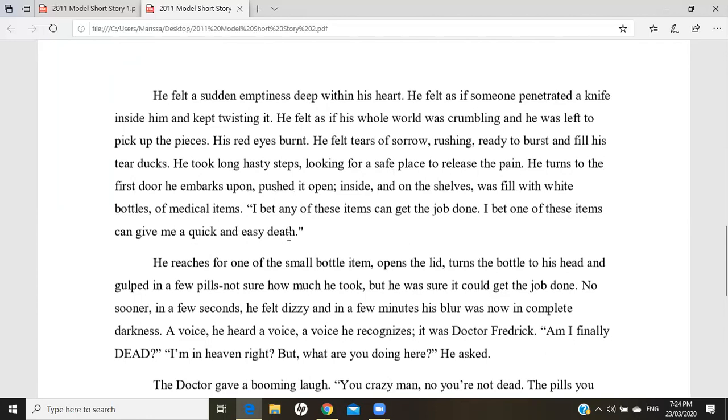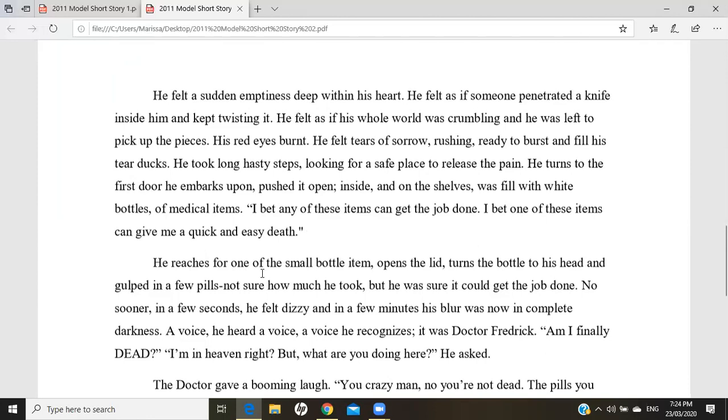So what's happening to him? Drug addiction. He wants to kill himself. Because remember, we think that his wife died. And now he wants to give himself a quick and easy death. So he's gone into a room in the hospital and he finds medication and he's going to take them.